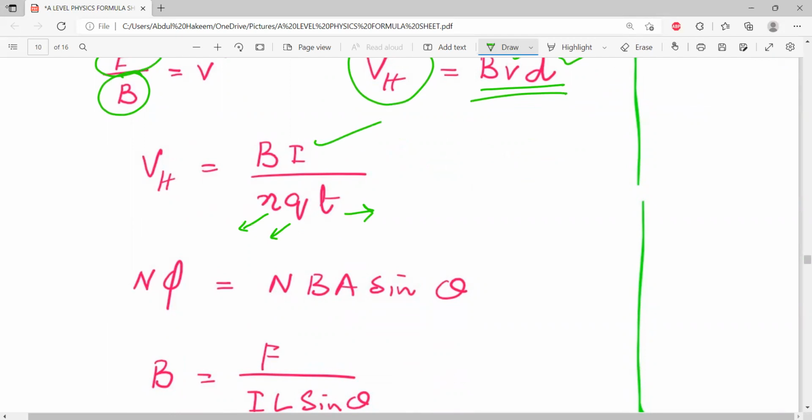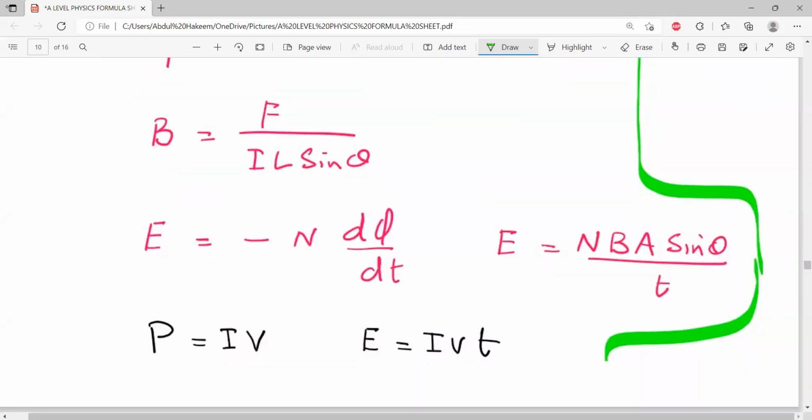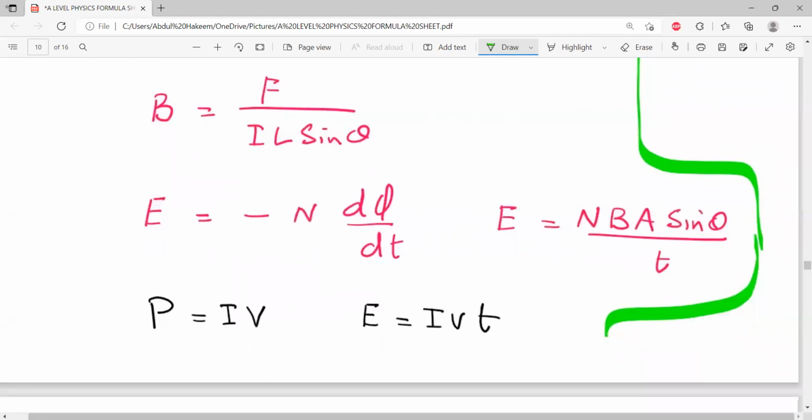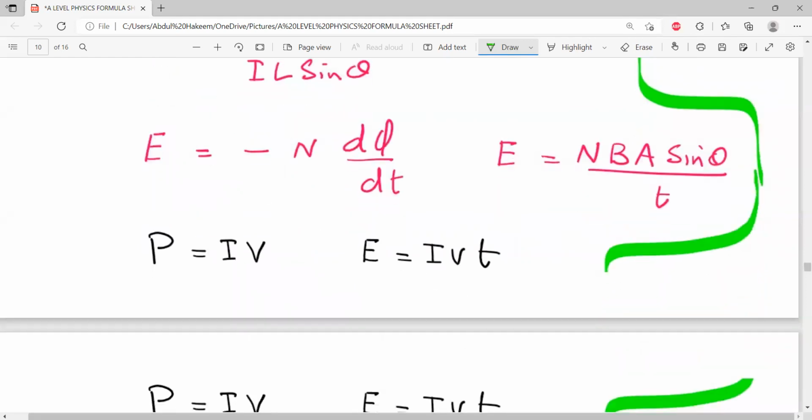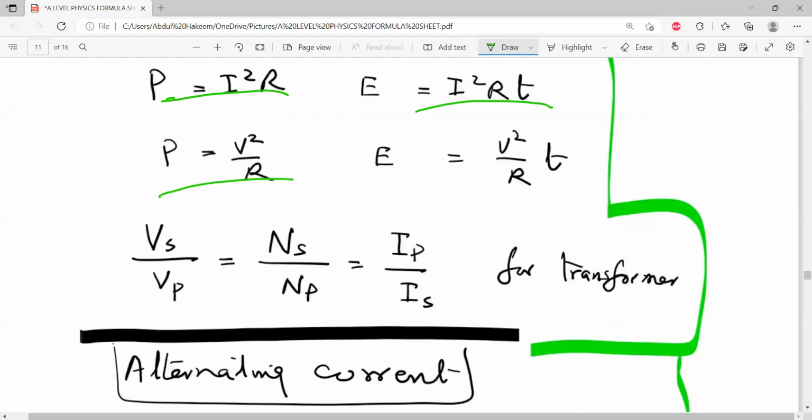And then N phi, the flux linkage, is NBA sine theta, and B is equal to F over I L sine theta. Then the EMF induced is minus N d phi over dt, or just NBA sine theta over T. Now the power is IV, energy is IVT, power I squared R, energy I squared RT, power V squared over R, and energy V squared over R times T.